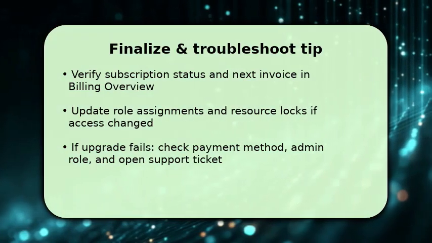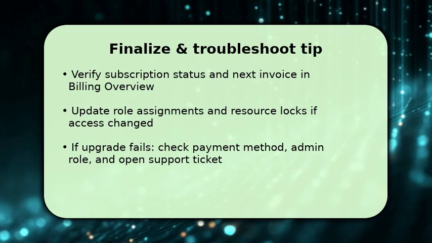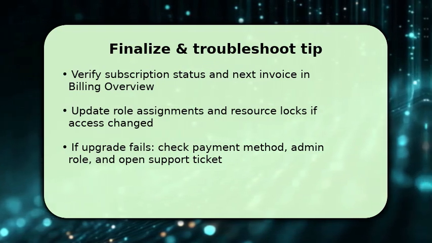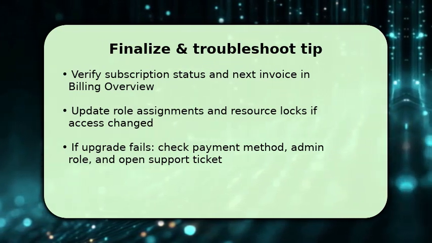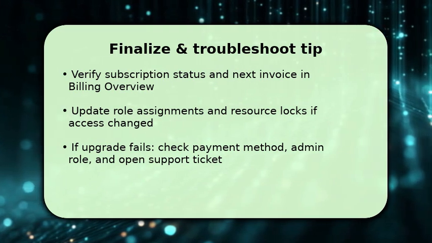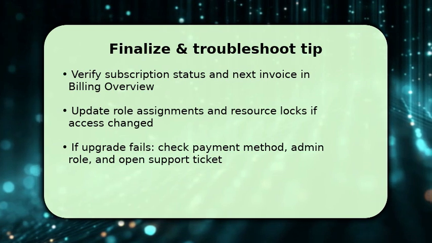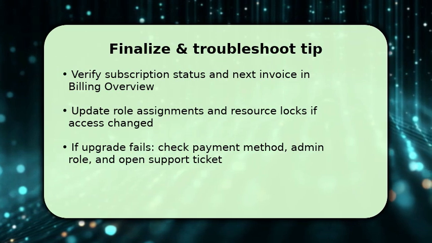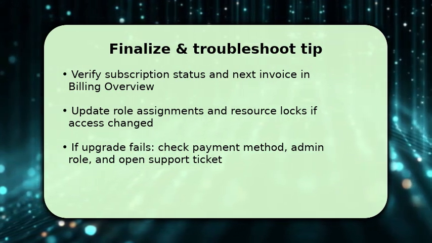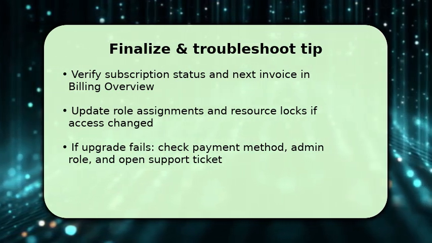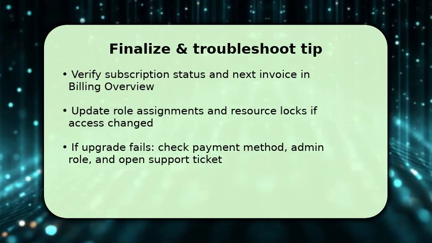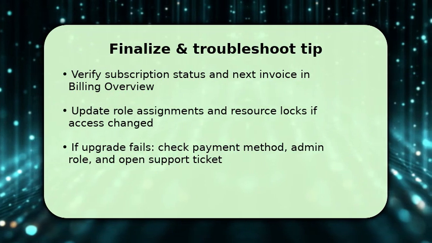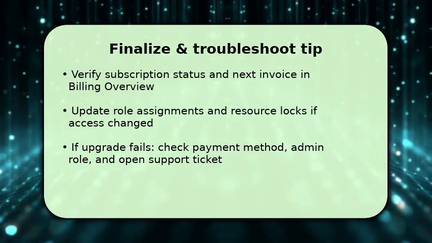You finish by validating the change and confirming billing. Check the subscription overview to see pay-as-you-go listed and inspect the billing overview for the next invoice estimate. Make sure role assignments and any resource locks still align with governance because billing changes can surface permission issues. If the upgrade fails, first recheck the payment method and that you have owner rights. If that looks fine, open an Azure support ticket. This often resolves authorization.